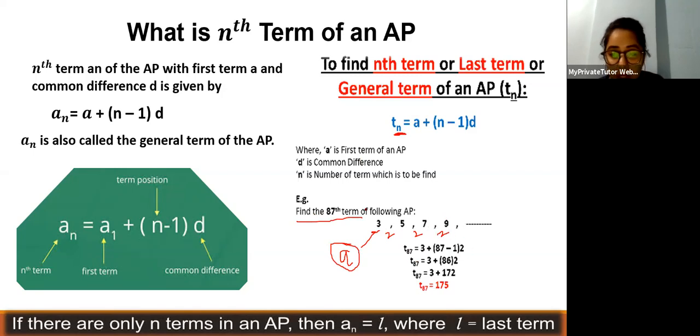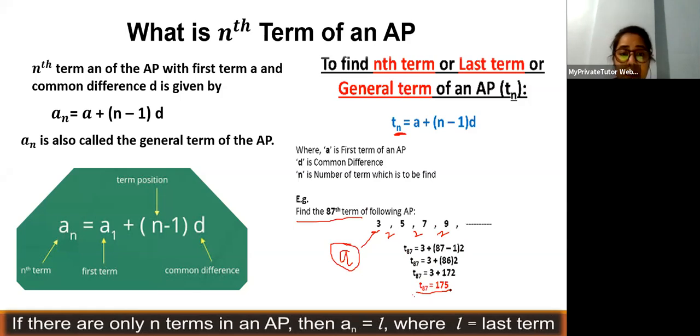Okay, and what is the n you will be using? That will be 87. So Tn, or you can also write An, or any one you can use. So T87 is equal to 3 plus (87 minus 1) times 2. That is, just replace the numbers in the formula. Okay, so when you solve this, you get the 87th term of this series as 175.